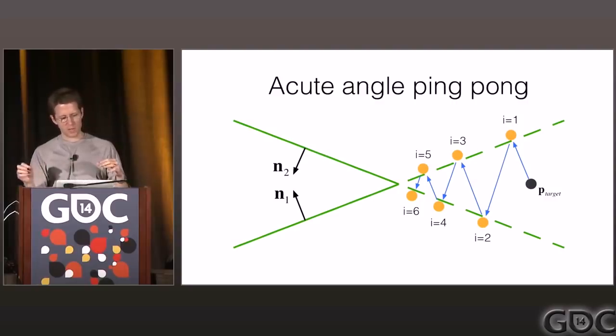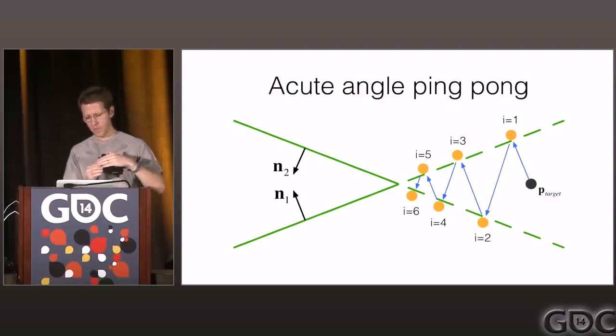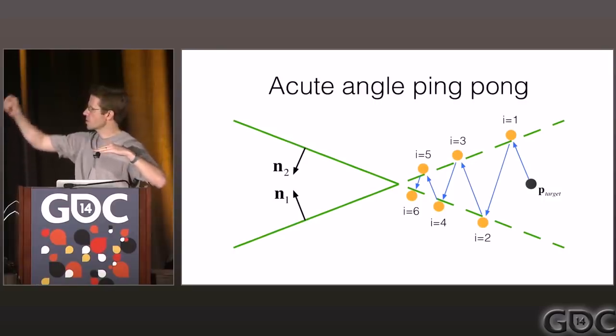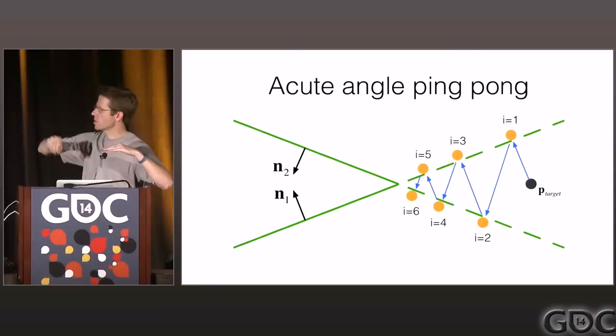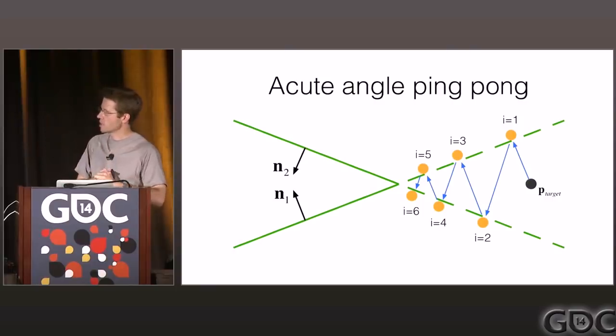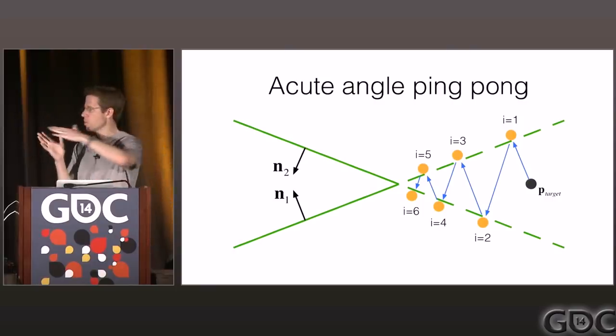So with acute angles, what happens is you move to the target point, and then you start projecting onto the planes, and then you just see this ping-ponging as you're trying to solve each plane. So it takes a bit more iterations, and the more acute the angle, the more iterations you would need.